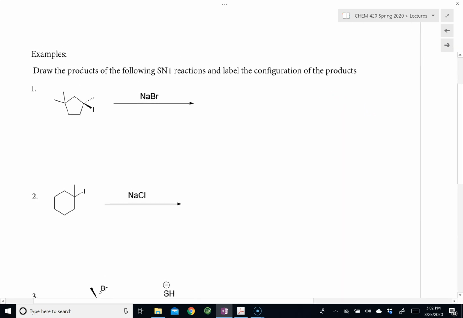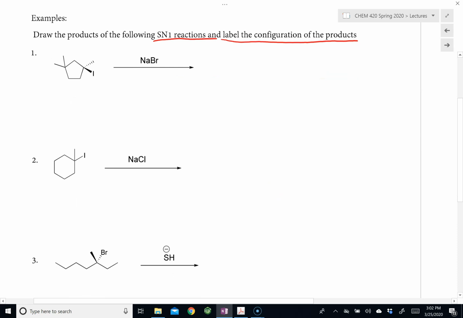Let's now try some of these problems right here. Predict the product of this SN1 reaction and then label the configuration of the product whenever relevant. So let's try the first few examples. On this first one, NaBr is an ionic compound. When we dissolve this in solution to perform this chemical reaction, the bromine is our nucleophile. In this case, this is an SN1 reaction mechanism.